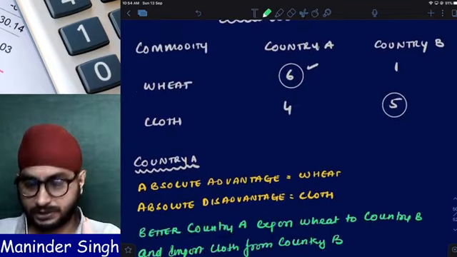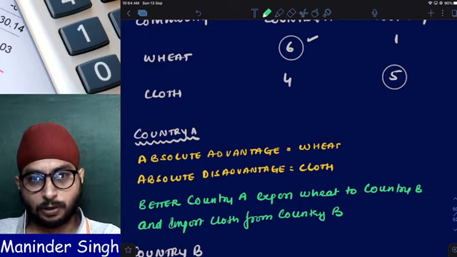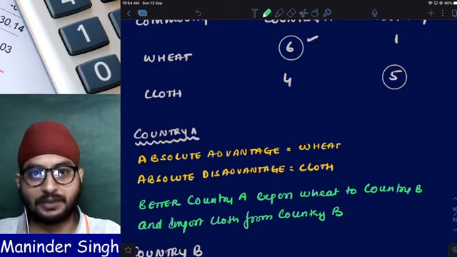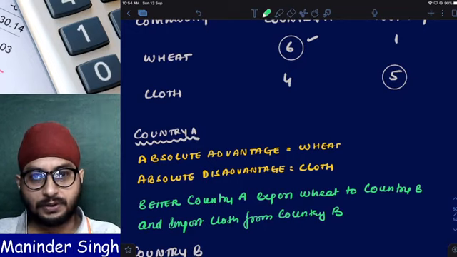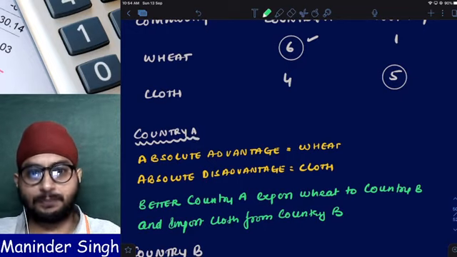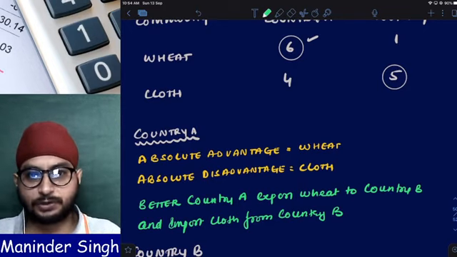According to Adam Smith, is one country having a complete advantage or are both countries having an advantage? According to Adam Smith, both countries have an advantage also, and both countries have a disadvantage also. One country is exporting something and importing something else. The second country is also importing something and exporting something. So imports and exports are happening from both the countries.